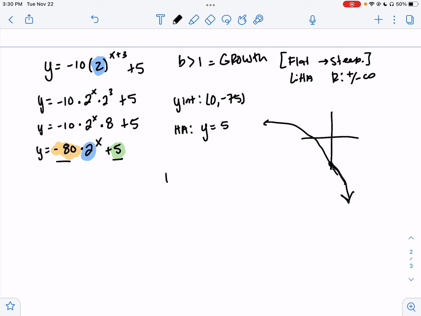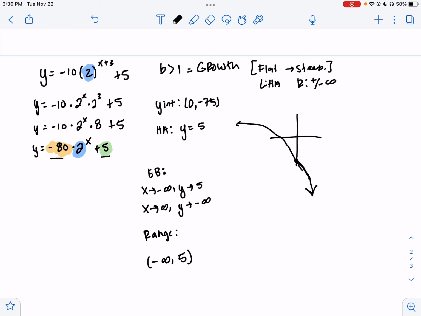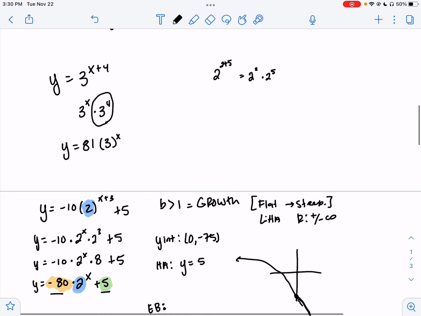That's going to allow me to do my end behavior. For my end behavior, once again, the biggest thing is knowing that on the left-hand side, I'm going towards that asymptote. On the right-hand side, because it's a negative a, I'm going to negative infinity. Because it is a negative graph for my range, I know that I'm starting at negative infinity and I'm going up to that asymptote. And there you have it. That is an overview of some of the basics of the key parts of exponential functions.